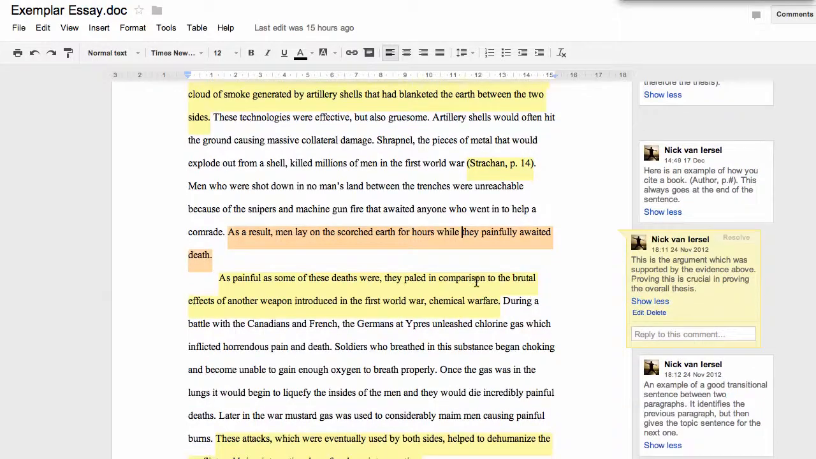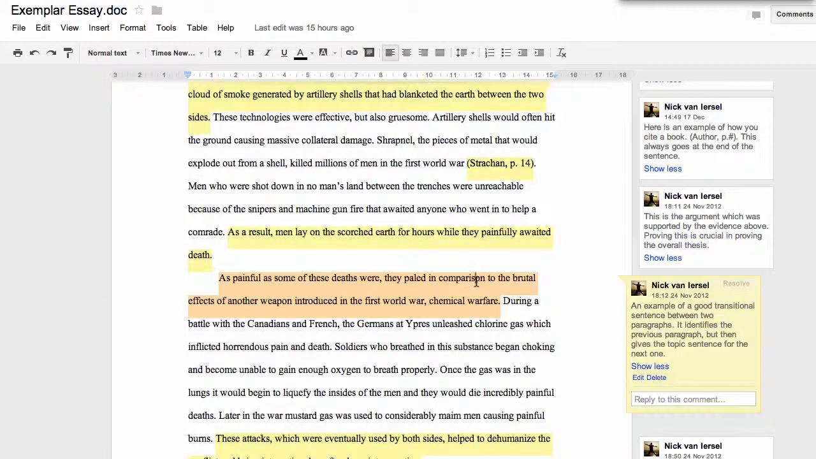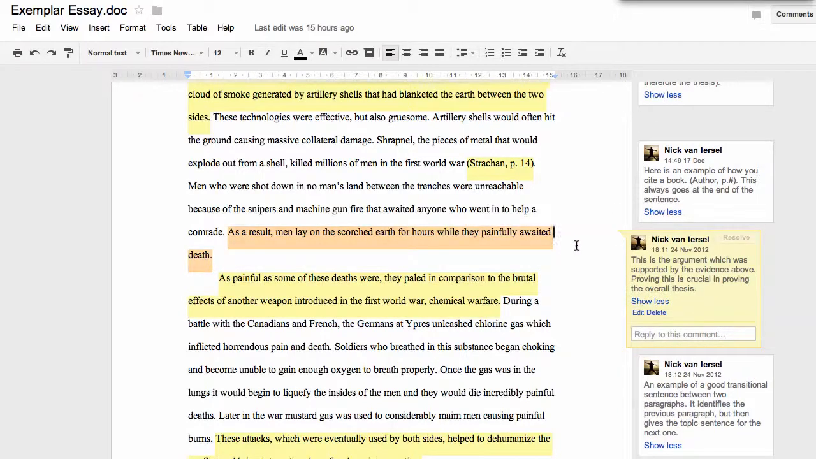Here we're going to have our next paragraph's topic sentence and transition. As painful as some of those deaths were, linking to the previous one, they paled in comparison to the brutal effects of another weapon introduced in the First World War, chemical warfare. So we tie together the first part right here, and then we introduce the next part. So that's a pretty good example, if I may say so myself, of putting together information from the previous paragraph with what you're going to talk about in the second one.